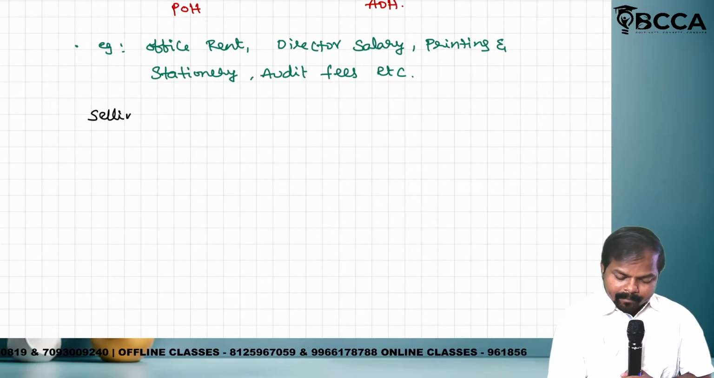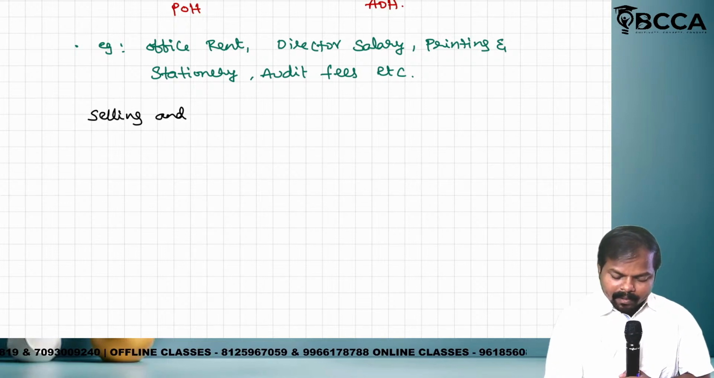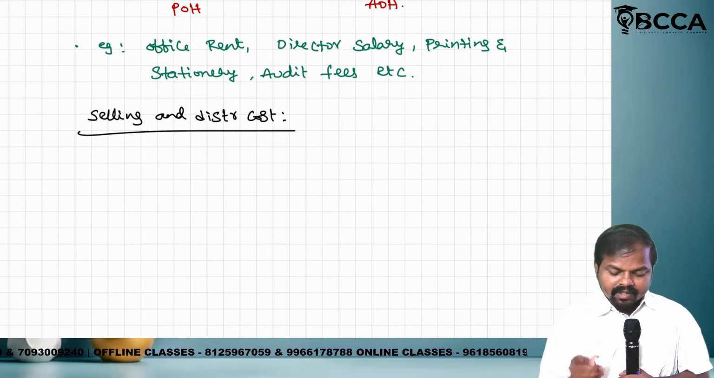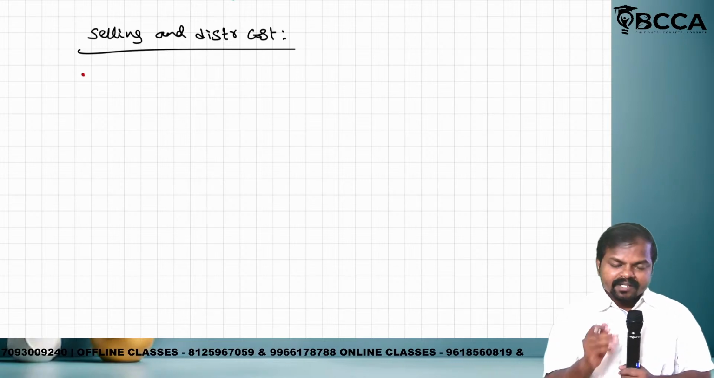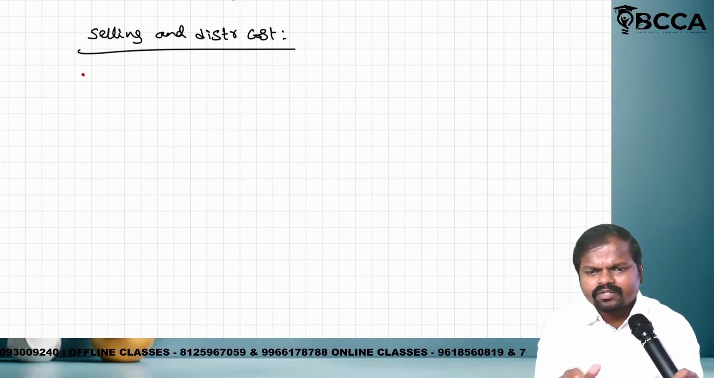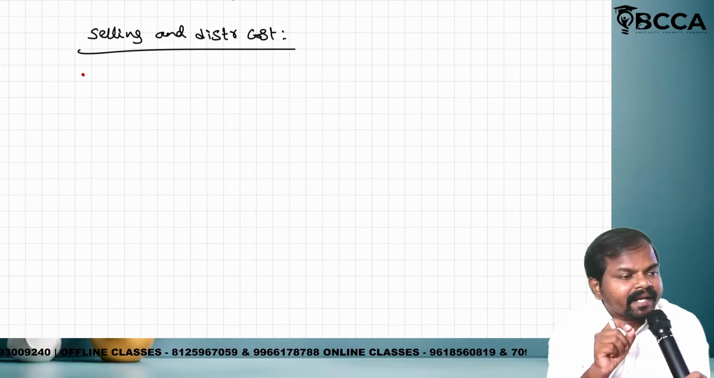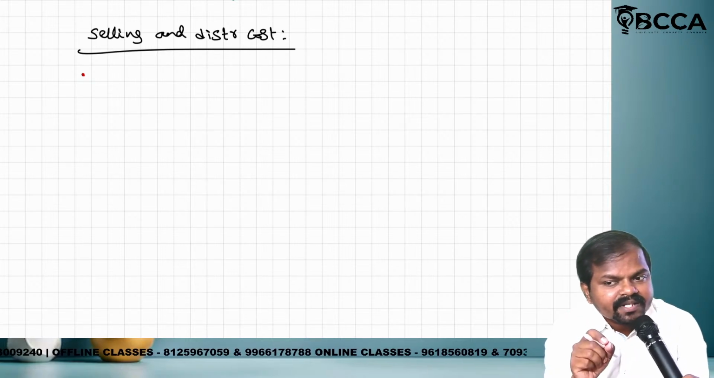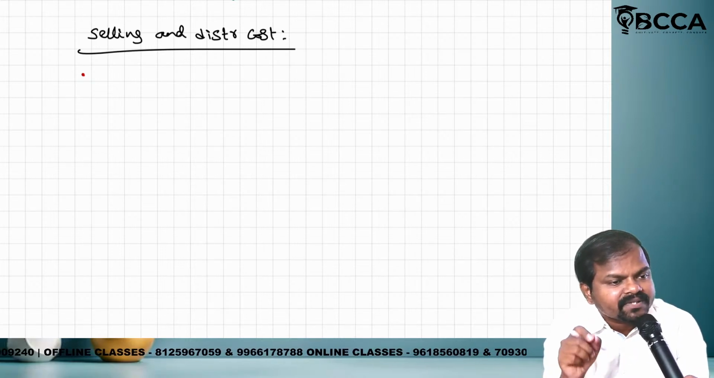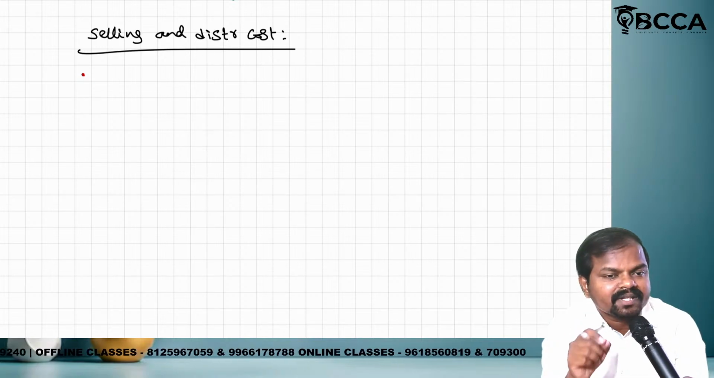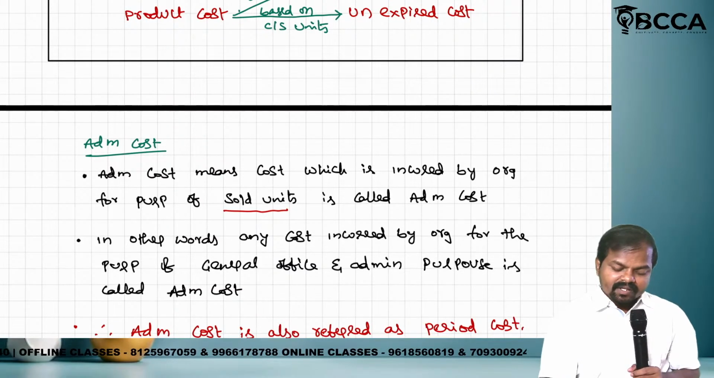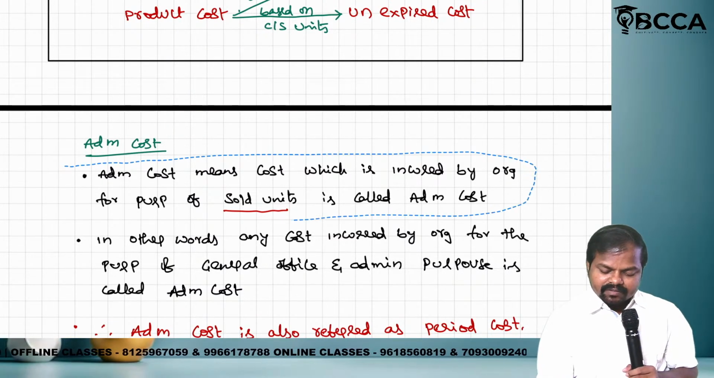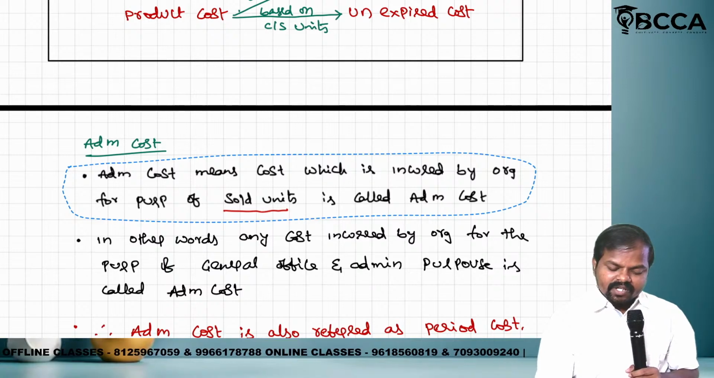Next, selling and distribution cost. What is meant by selling and distribution cost? We discussed that selling and distribution cost means cost which is incurred by the organization for the purpose of sold units. It means the same definition is copy-pasted, but the name is changed.